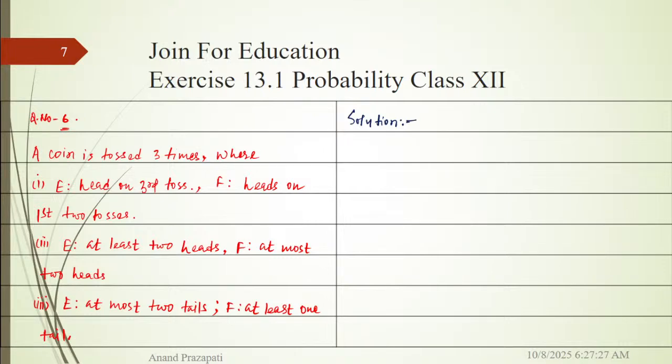Let's see question number 6. In question number 6, it asks us: a coin is tossed 3 times, where event E is head on third toss, and event F is heads on first 2 tosses.